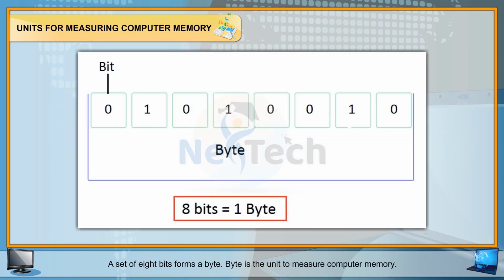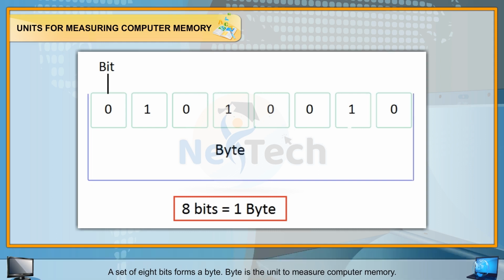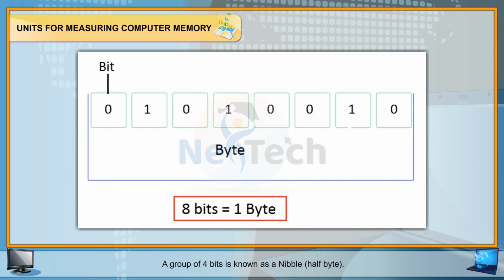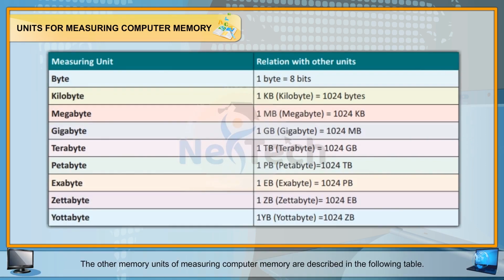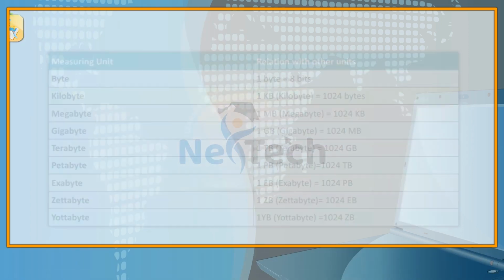A set of 8 bits forms a byte. Byte is the unit to measure computer memory. A group of 4 bits is known as a nibble, half byte. The other memory units of measuring computer memory are described in the following table.